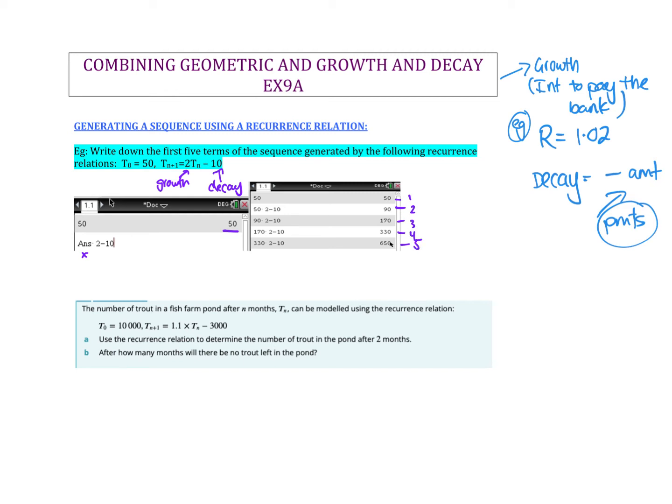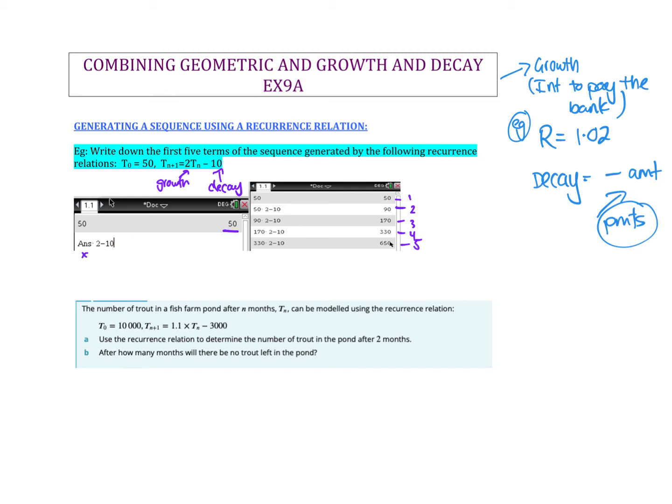When they say write the first 5 terms, V0 or T0 is a term, so we do include it as one. I know it can be a bit confusing, but don't worry, the exams are never iffy like that. All right, let's do this example here.